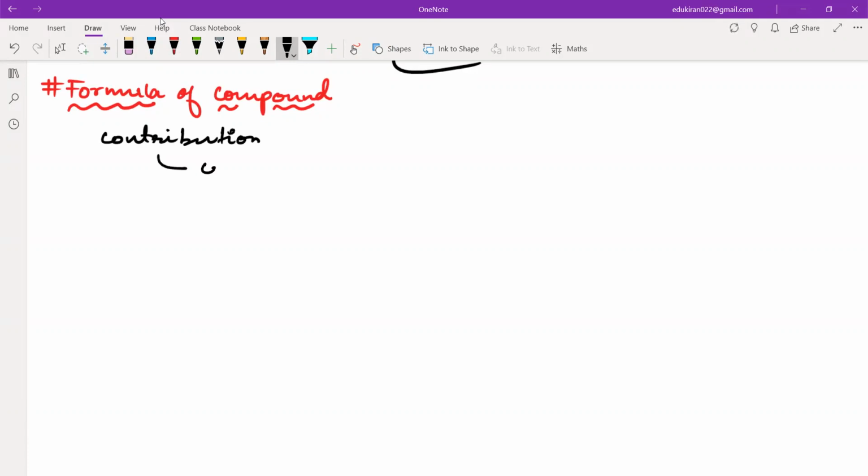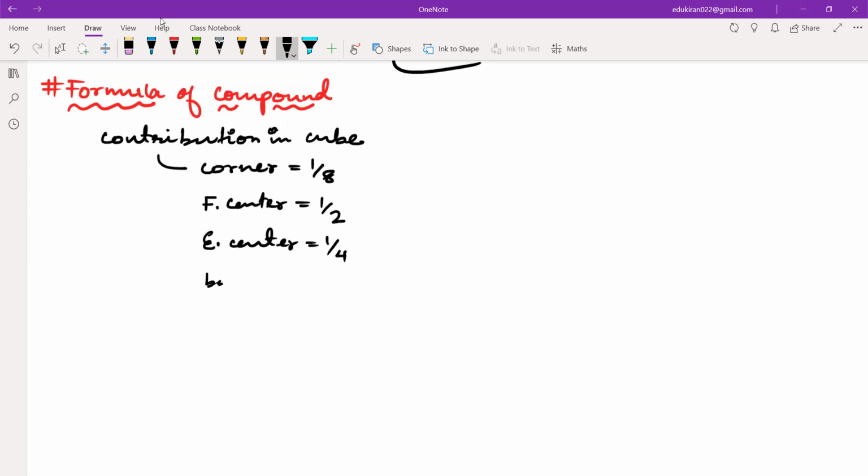So the contribution of a corner is how much? 1 by 8. The contribution of a face center is how much? This is for a cube. Face center is 1 by 2. Then you have edge center, which is equal to 1 by 4. Then you have body center, which is 1. All of you know this? Yes or no? Everyone knows this, right? Yes, sir. Say yes or no. Everyone knows this. Okay, fine.